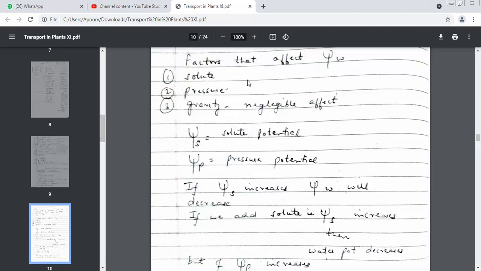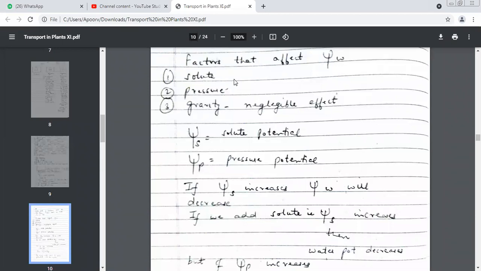What are the two factors? Solute potential and pressure potential. What is the relationship between Xi S and Xi W? Inversely proportional. So if Xi S increases, what will happen to Xi W? Xi W will decrease. Remember that. And what about the relationship of Xi P and Xi W?